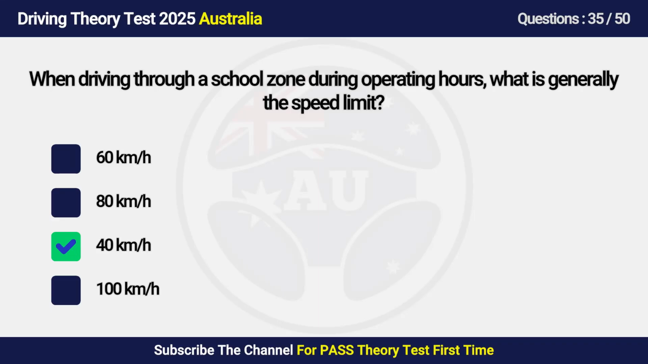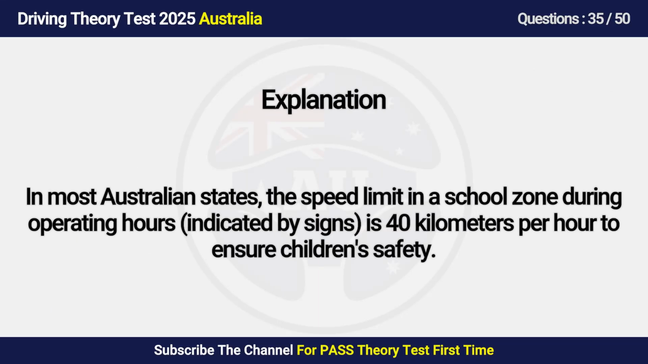Answer is C. 40. In most Australian states, the speed limit in a school zone during operating hours by signs is 40 km per hour to ensure children's safety.